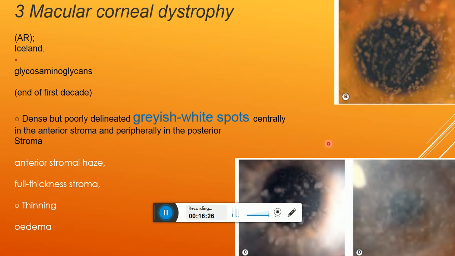Progression of the lesions occurs in conjunction with anterior stromal haze, initially involving the central cornea. There is eventual involvement of the full-thickness stroma extending to the limbus with no clear zone. Thinning is a fairly early feature, with late thickening from edema due to endothelial dysfunction. Sensation is reduced. Treatment is by penetrating keratoplasty. Recurrence is common. So this is macular corneal dystrophy.